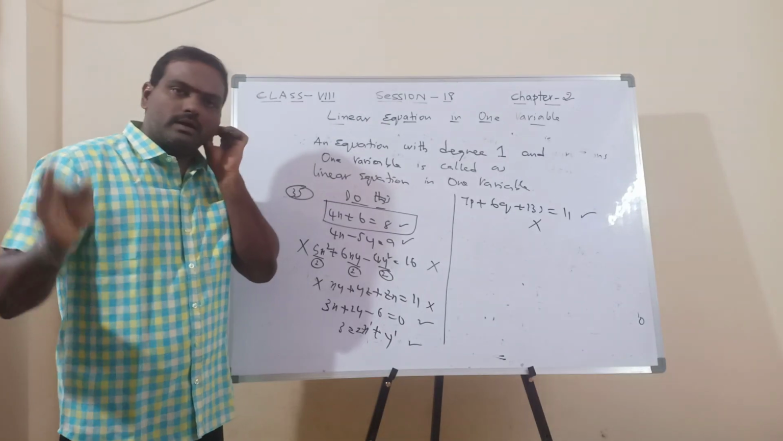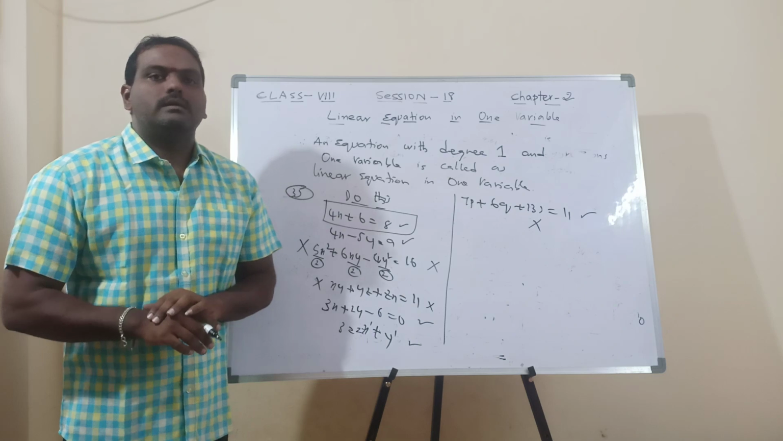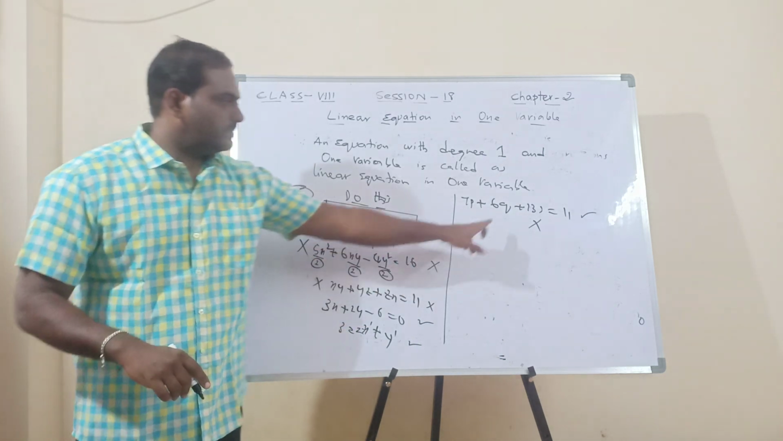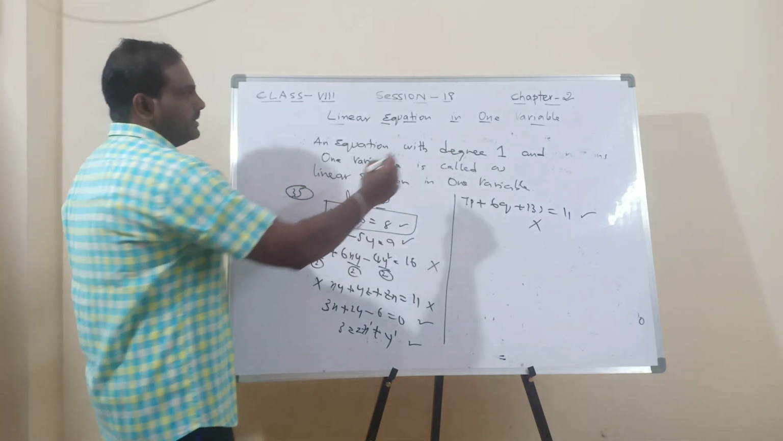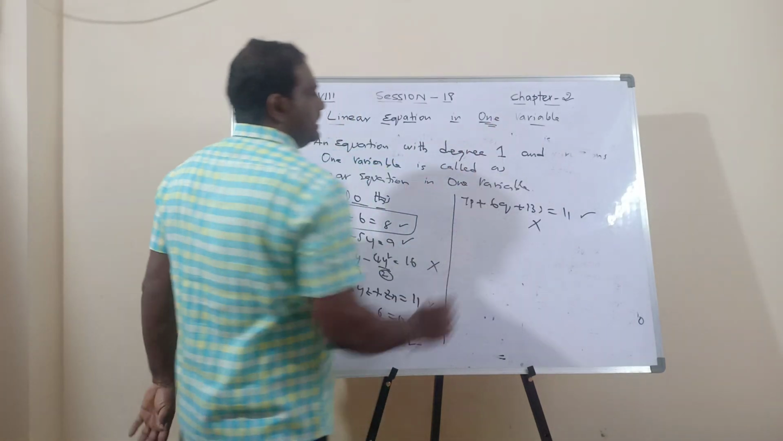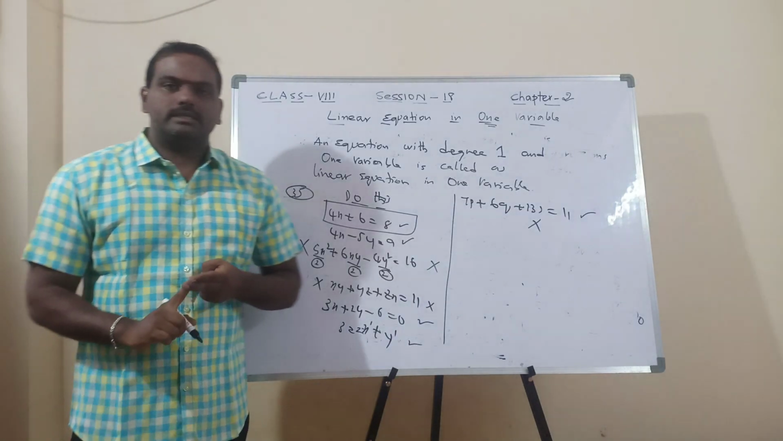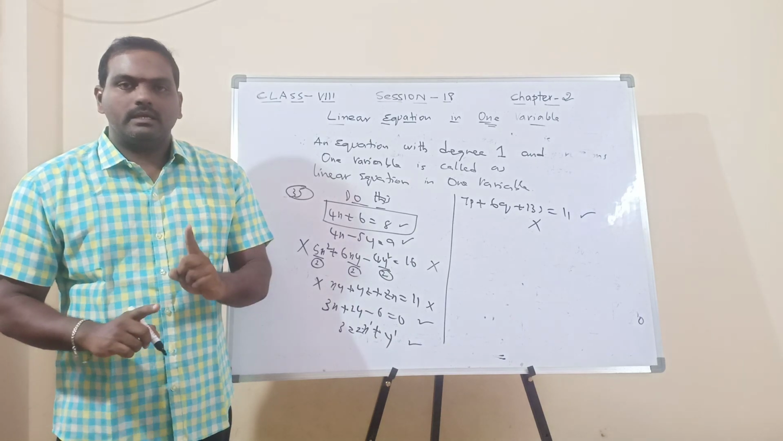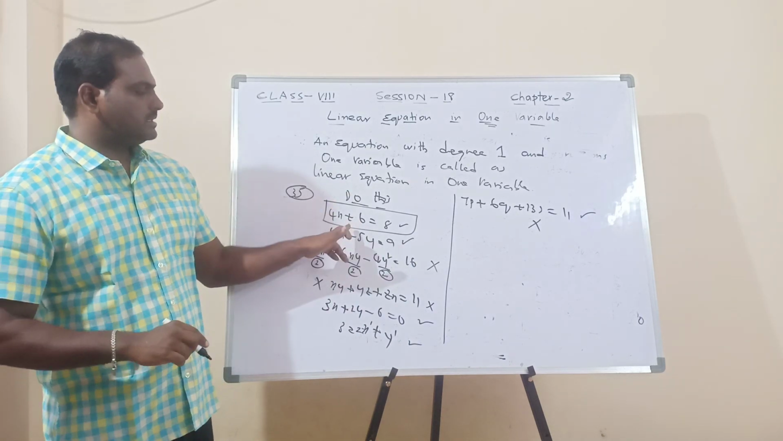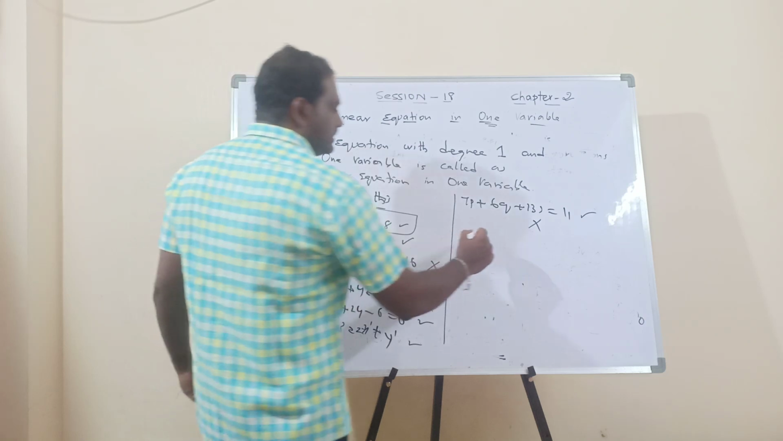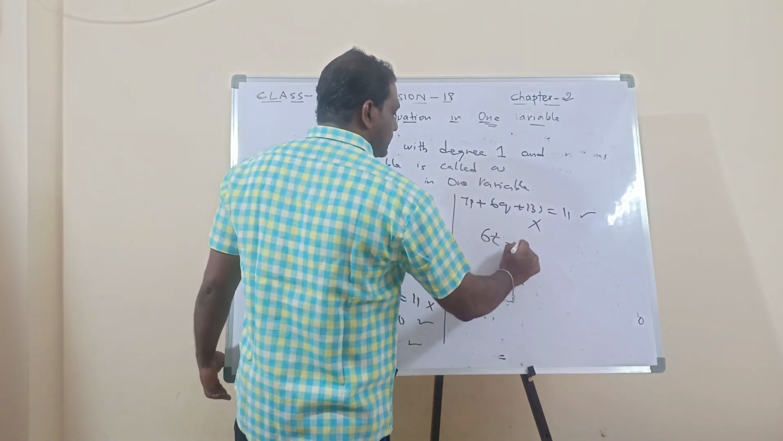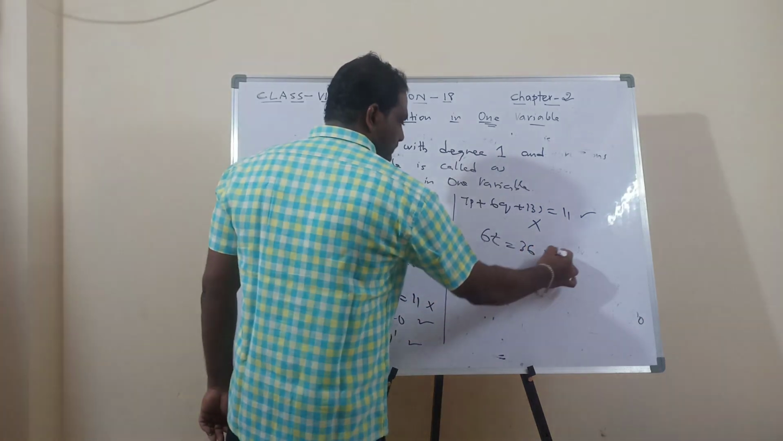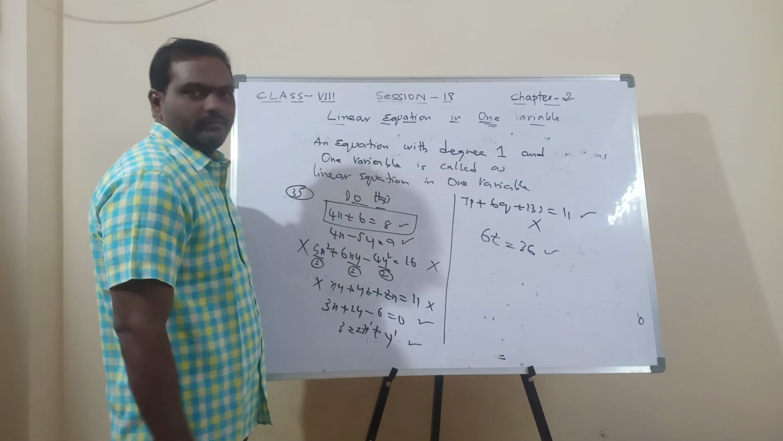Don't get confused. All are linear equations having degree 1. But the condition is it may have one variable, two variables, or three variables. In this chapter, we have to discuss linear equations with one variable. So what are the conditions? Degree must be 1 and there must be only one variable, so x or y. Now you may ask, sir, 6z is equal to 36, is it a linear equation in one variable or not? Yes, it is a linear equation in one variable.